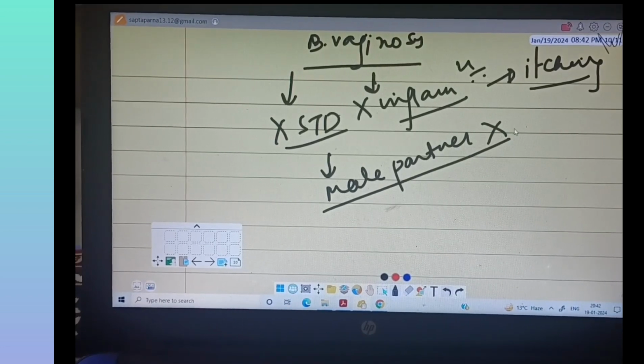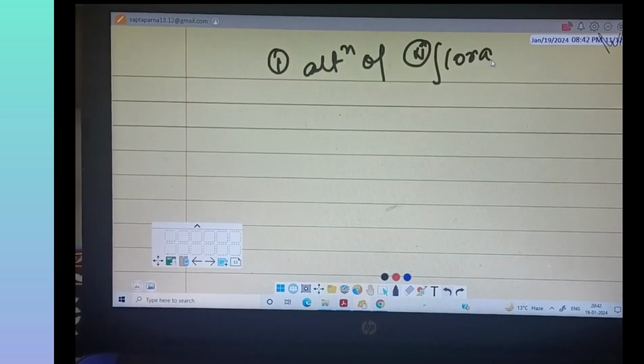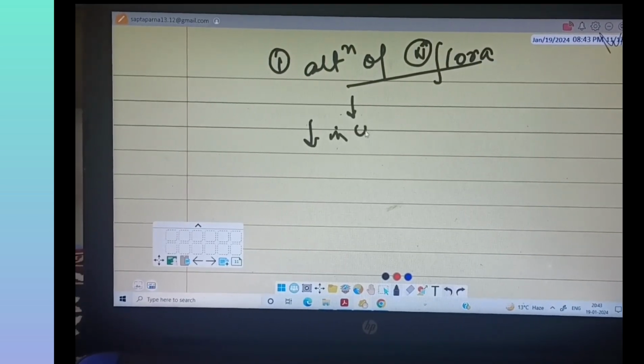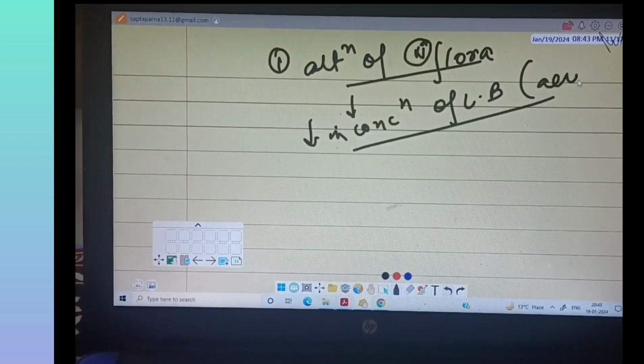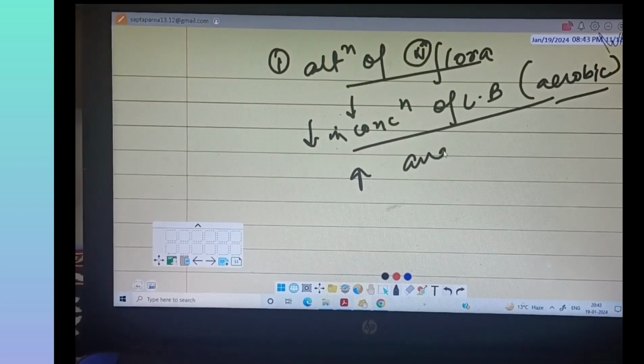And not required. So what happens in bacterial vaginosis? There is alteration of the normal flora. What do we mean by this alteration? There is a decrease in the concentration of lactobacilli, which maintain the aerobic nature. So there will be a predominance of anaerobic bacteria.